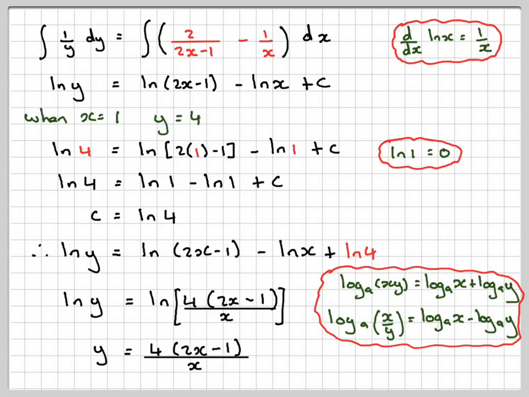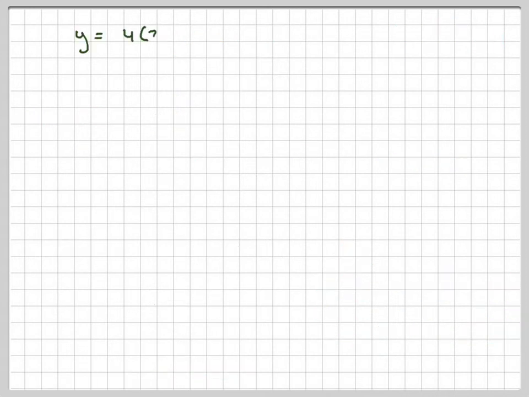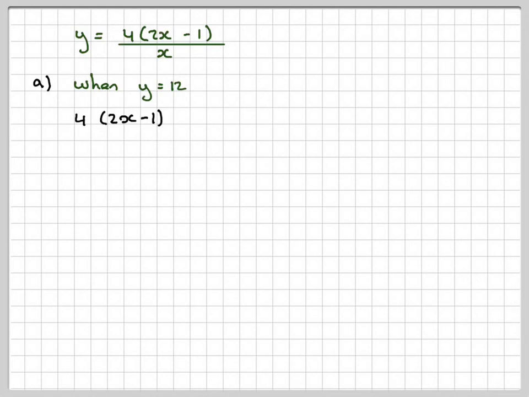Let's go back a minute. So this is our answer here to this one. Okay, so we've got y is equal to 4 times 2x minus 1 over x. So when y is equal to 12, we're going to put 12 equal to this. We've got 4 times 2x minus 1 over x is equal to 12. If we multiply by x and divide by 4, we're going to get 2x minus 1 is equal to 3x. So 12 divided by 4 is 3, multiplied by x. Collecting the x's on one side, we're going to get that x is equal to minus 1.